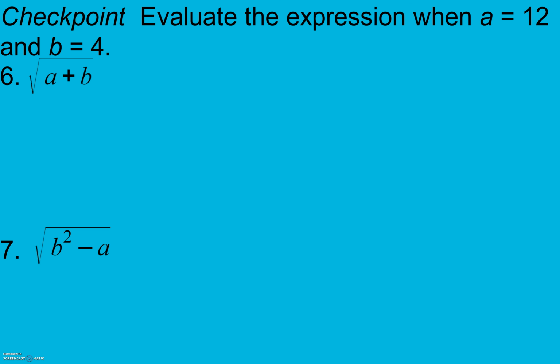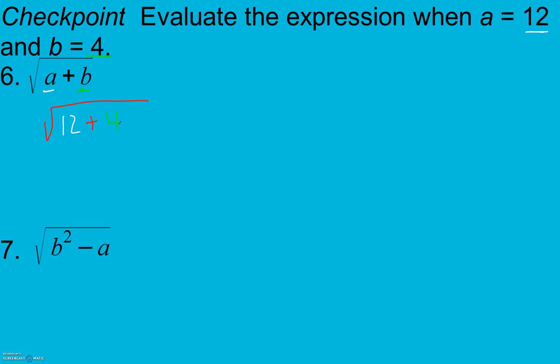Feel free to pause here and give this a try if you'd like. We're going to evaluate the expression when a is 12 and b is 4. So again, I'm going to keep my expression the way that it's written. And instead of writing a, however, I'm going to write a 12. And instead of putting in a b, I'm going to plug in a 4.